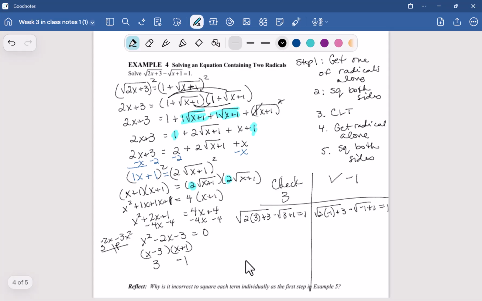So 2 times 3 is 6 plus 3 is 9. The square root of 9 minus the square root of 4. So 3 minus 2 equals 1. That one worked. Okay, so 3 is an answer. And then this is 1 minus 0 equals 1. That one worked too. So they both work.